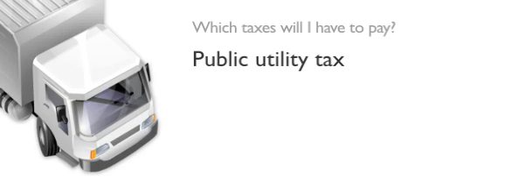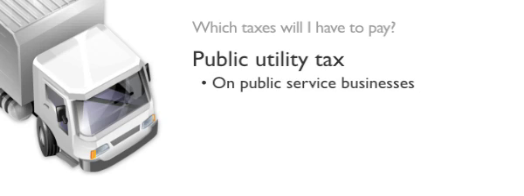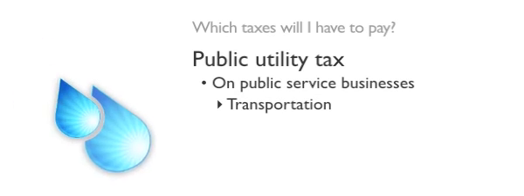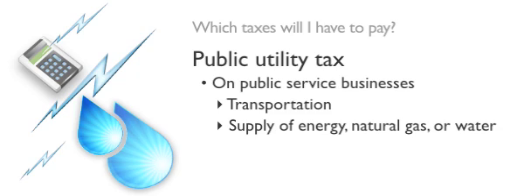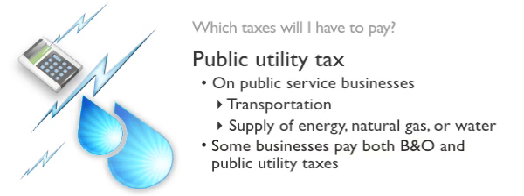Some businesses pay the public utility tax instead of B&O tax. The public utility tax is a tax on public service businesses. These are businesses that engage in transportation or the supply of energy, natural gas, or water. Often a business will pay either the B&O tax or the public utility tax. However, sometimes a business will have to pay both.